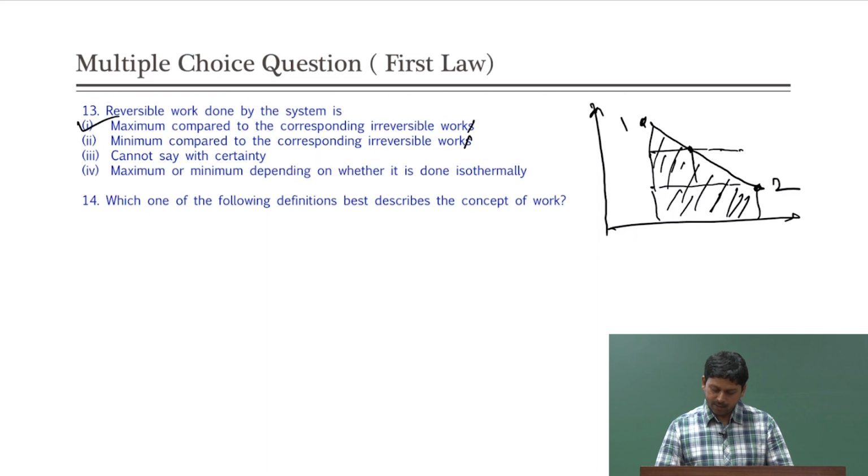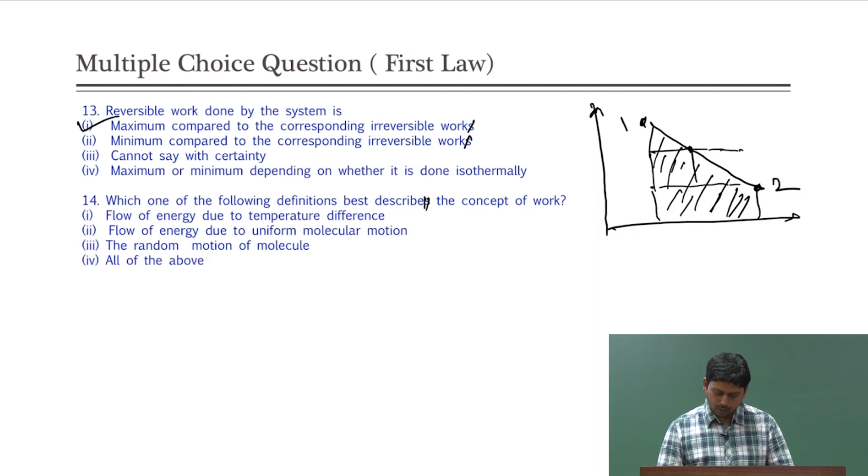Which of the following definitions best describes the concept of work? Flow of energy due to temperature difference, flow of energy due to uniform molecular motion, the random motion of molecules, and all the above.